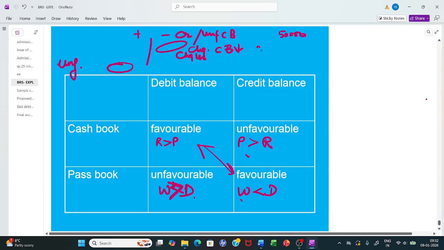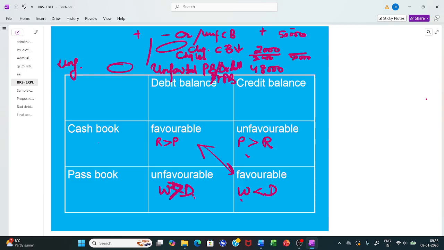Sorry, this is checks issued, so this is a cash book decrease. Let the amount be 2000 rupees. So the 50,000 comes in the minus column, and this has to be added in the plus column. My plus column is 2000, minus column is 50,000. 50 minus 2, 48,000, is my balance. But minus is more, so it will be an unfavorable balance of the passbook. And from this chart, we know unfavorable of the passbook is also called the debit balance of the passbook. So we need to remember that.